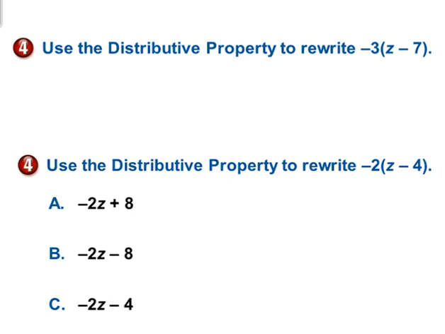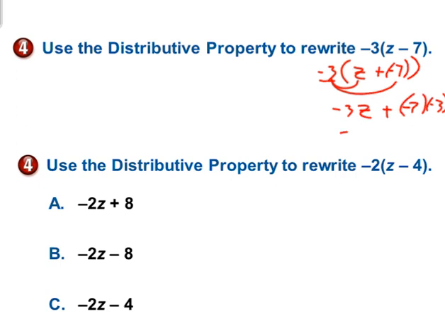Use the distributive property to rewrite negative 3 times z minus 7. Well, I'm going to go negative 3 times z plus a negative 7. So negative 3 distributed over both parts, so it's negative 3 times z plus a negative 7 times a negative 3. So negative 3z, a negative times a negative becomes a positive. 3 times 7 is 21, so it's plus 21. All right, negative 3z plus 21.